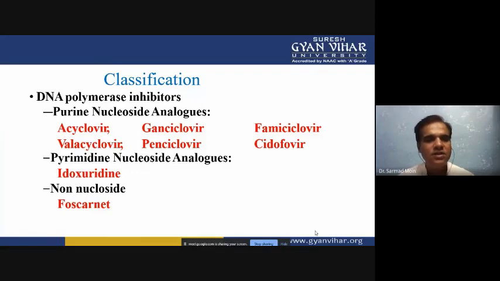And pyrimidine nucleoside analogs are also there, and in this category idoxuridine is there, and a non-nucleoside type of antiviral drug like foscarnet is there, and they all inhibit the DNA polymerase.